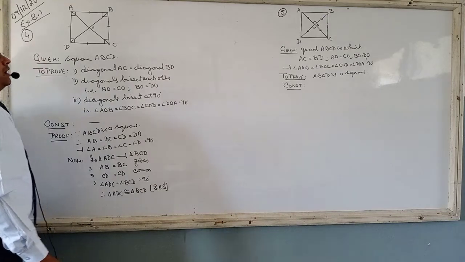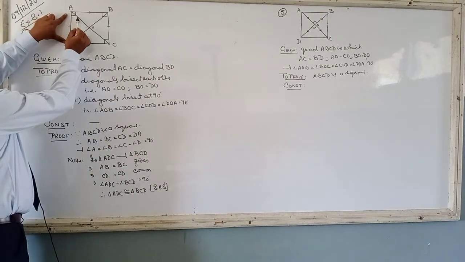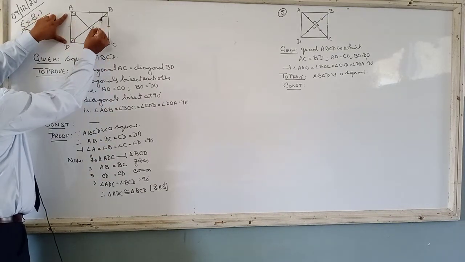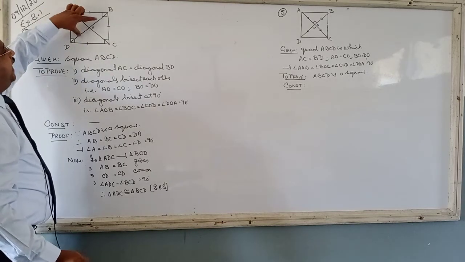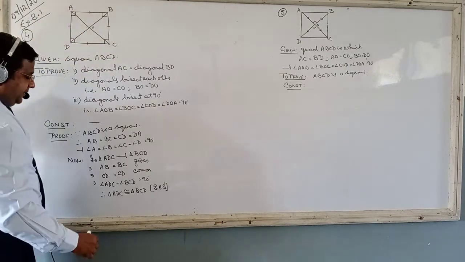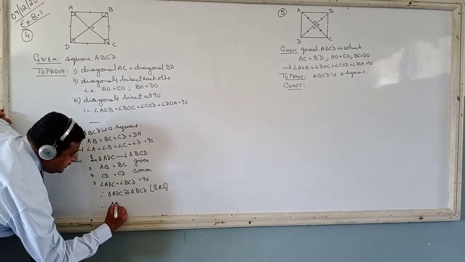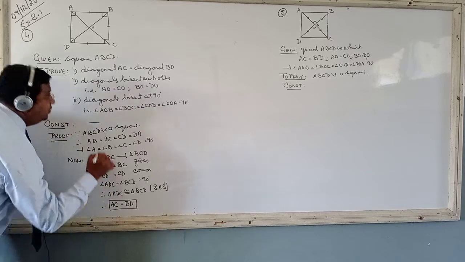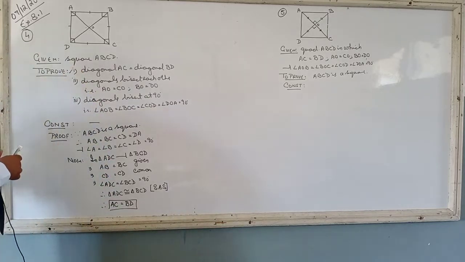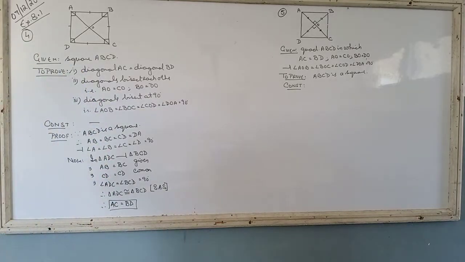That is SAS. And if these two are congruent, is the diagonal AC equal to diagonal BD? AC is a part of triangle ADC and BD is a part of triangle BCD. Therefore AC equals BD. First part proved, that the diagonals are equal. I hope it is clear.